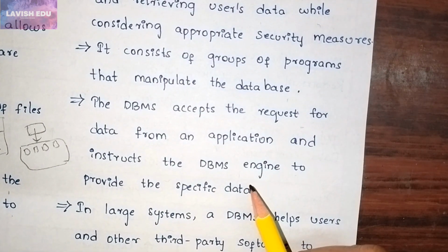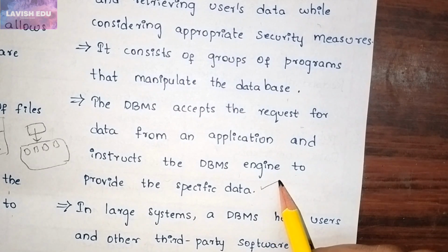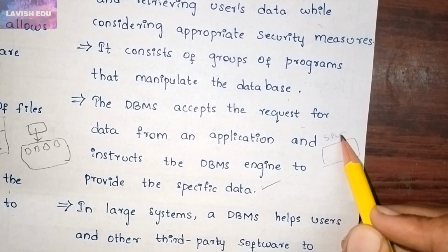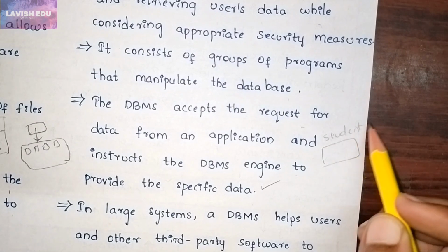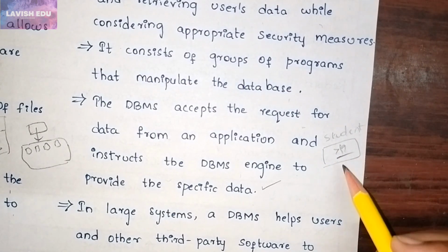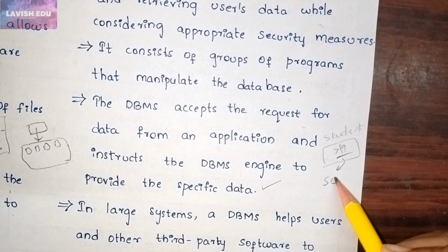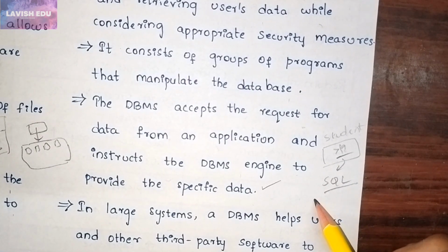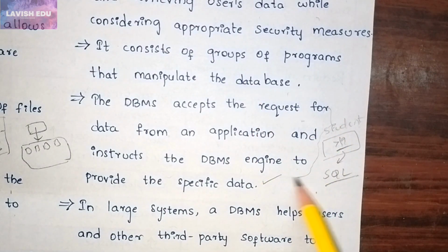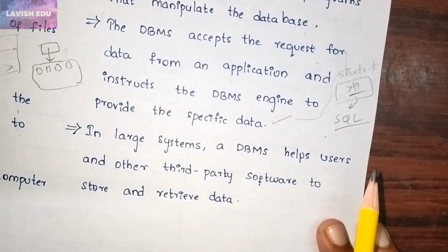Suppose I want the data from the student table, the data of the students whose age is greater than 19. Then I use some SQL conditions and retrieve the data from our database. This we'll see in further classes, so no need to worry about it.